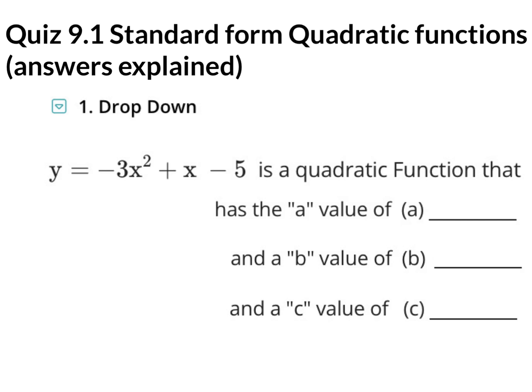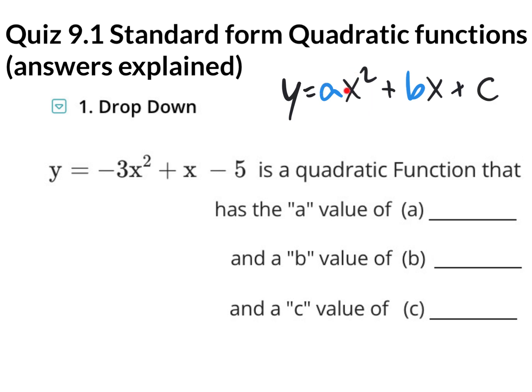On this first question, it was super easy. I gave you this quadratic trinomial standard form function, and it says it has the a value of what? All you got to do is know that a standard form is ax squared plus bx plus c. You have to know that.